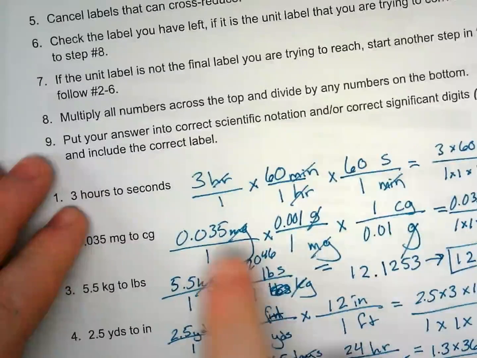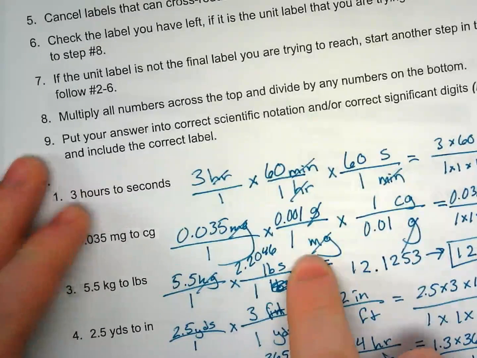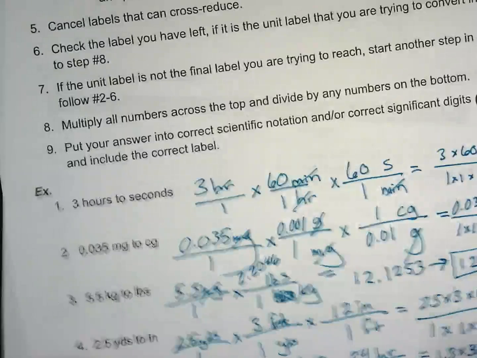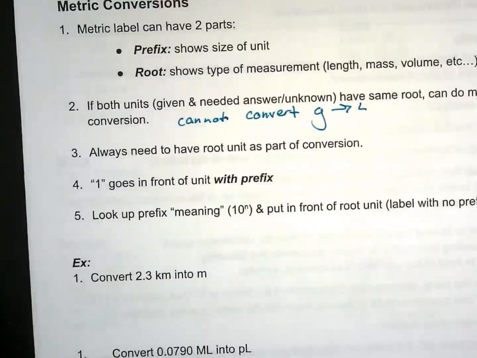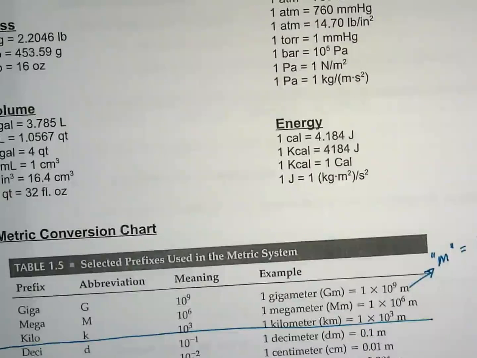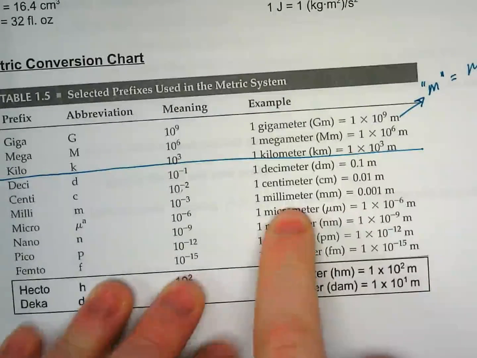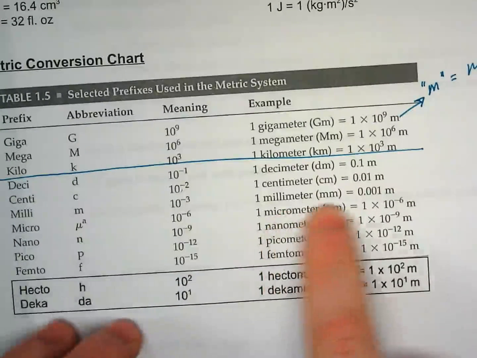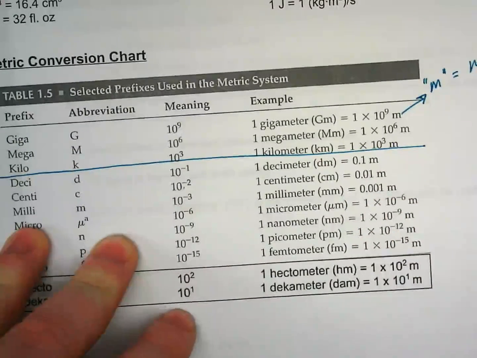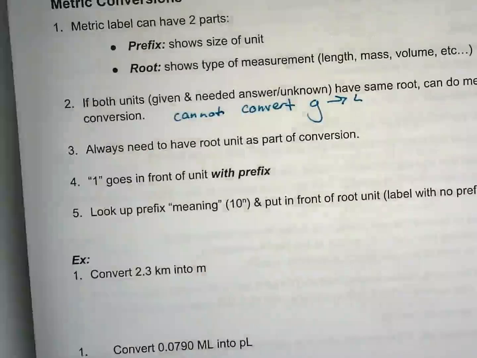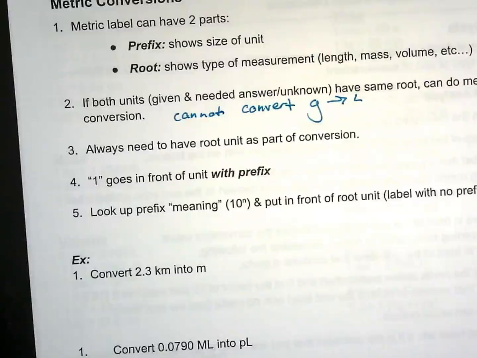So that's this step right here. You always need this one right here, the second table. You need to convert to your basic units. And then number 4, the 1 goes in front of the unit with the prefix. And again, the reason is that you can just go to this table here and say, oh, 1 millimeter is equal to 0.001 meters. And you can just plop the 0.001 in front of the meters, because that's your conversion factor.